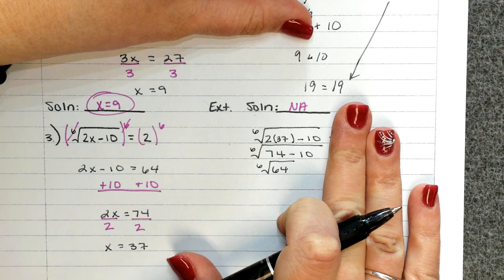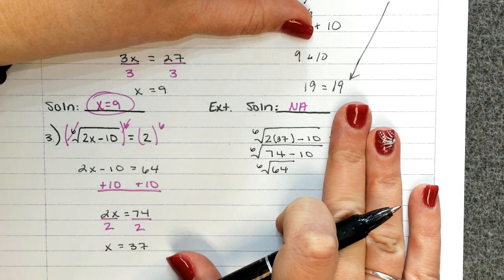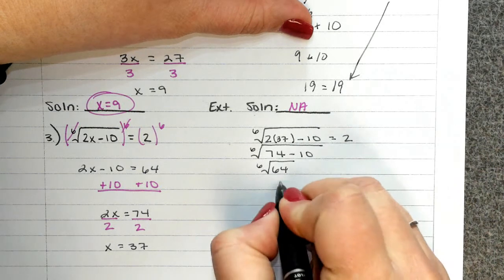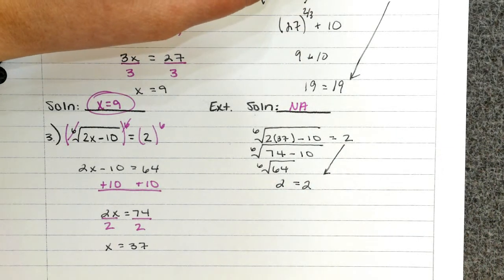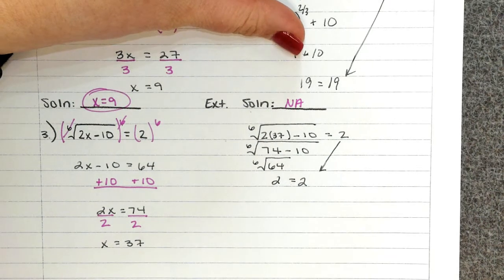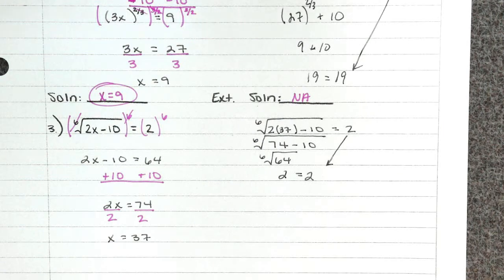Alright, how about the 6th root of 64? There we go. So we take 64 to the 6th root. So do that on your calculator. And what do you get? 2. And we look in the right side, it was supposed to be 2. Does 2 equal 2? So where do I put my answer? On solution or extraneous solution? A solution.